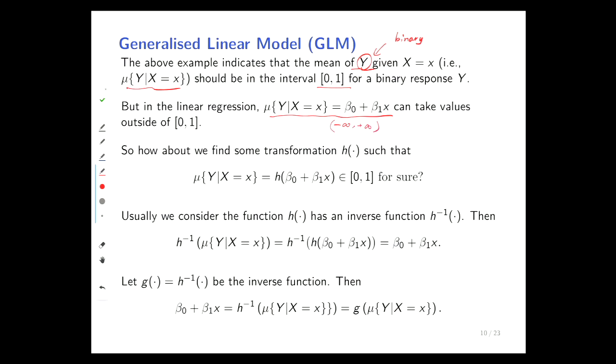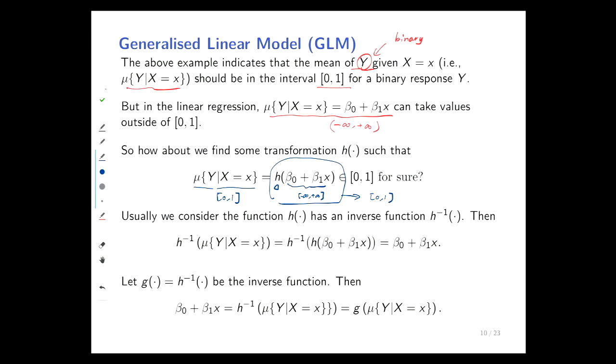So how can we solve this kind of problem? The idea is actually not that hard. On the left side of the equation, the mean of response is within 0 and 1, right? And on the right side of the equation, beta 0 plus beta 1 x can be from minus infinity to infinity. So how about we just add some function? We consider some bridge. We add some function to force the right side of the equation to be within 0 and 1. So that's the idea.